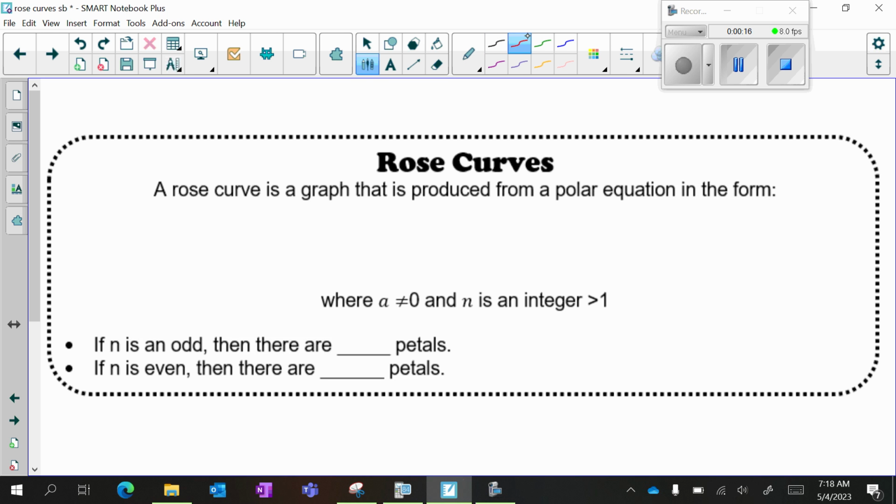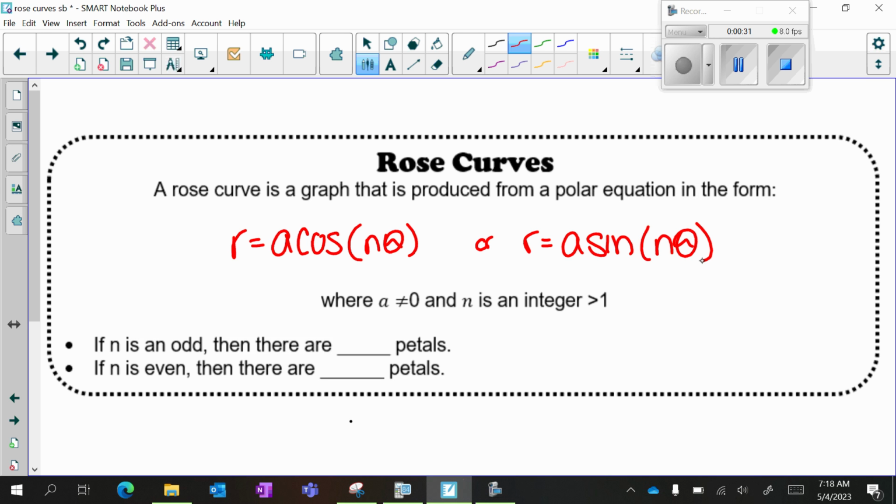A rose curve is a graph that is produced from a polar equation in the form r equals a cosine n theta, or r equals a sine n theta. A can't be 0, and n is an integer greater than or equal to 1. If there's only 1, it's not really a rose curve because it is a singular loop, but it's sometimes in that category.